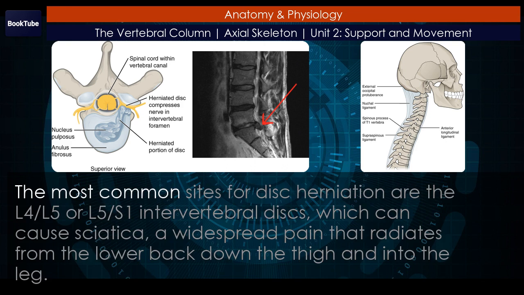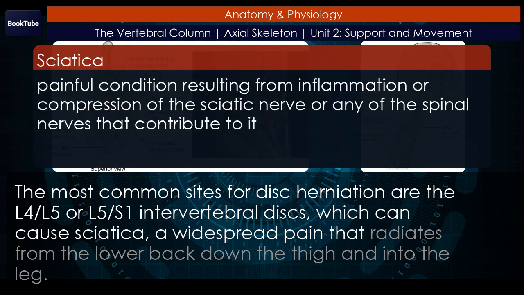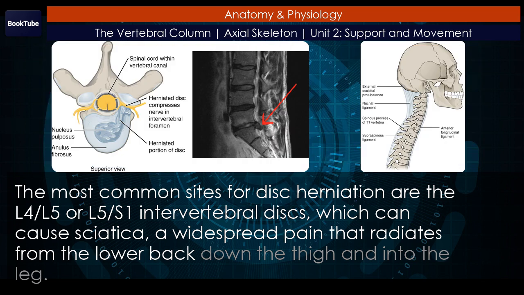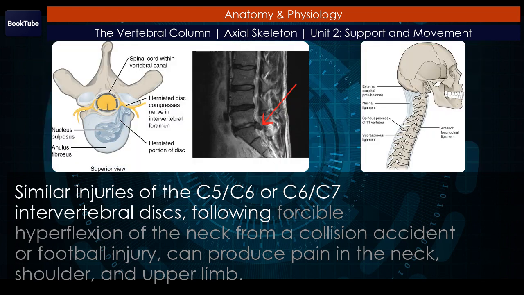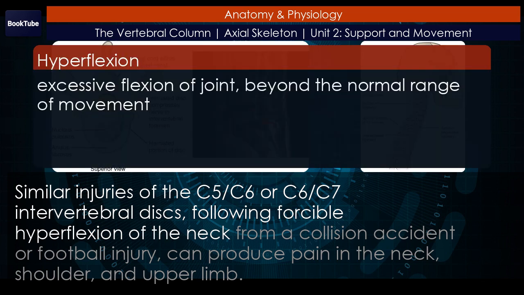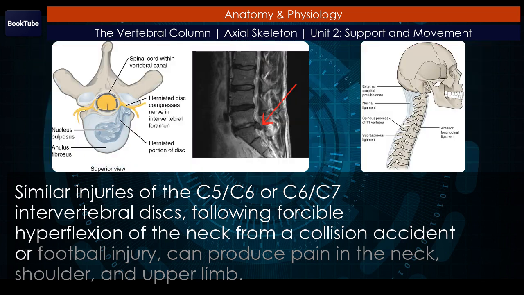The most common sites for disc herniation are the L4, L5 or L5, S1 intervertebral discs, which can cause sciatica, a widespread pain that radiates from the lower back down the thigh and into the leg. Similar injuries of the C5, C6 or C6, C7 intervertebral discs, following forcible hyperflexion of the neck from a collision accident or football injury, can produce pain in the neck, shoulder, and upper limb.